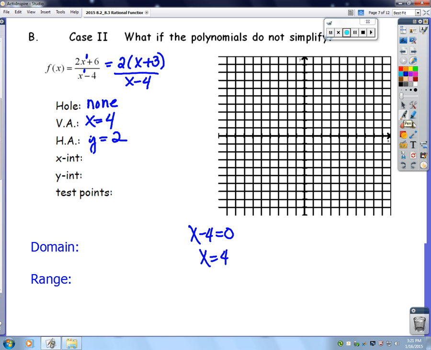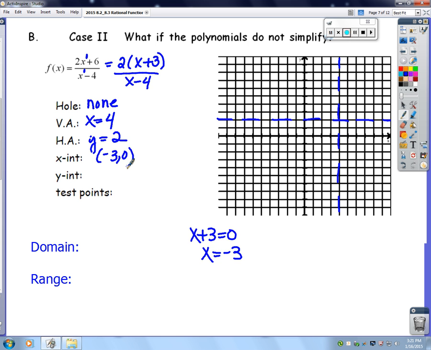All right, so let's graph this. What we've got so far: x equals 4, y equals 2. I don't have any holes. All right, we need some points on this thing. So let's get that x-intercept. That's going to get us a point. So x-intercept, the 0 of the numerator. So x plus 3 equals 0, so x equals negative 3. So I'm going to have negative 3, 0 as an x-intercept.